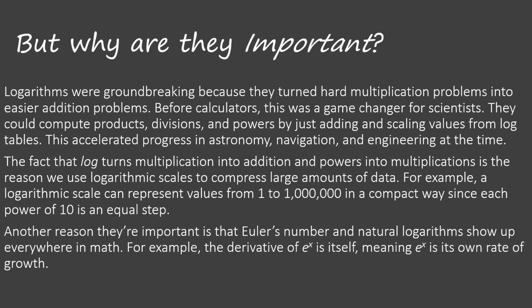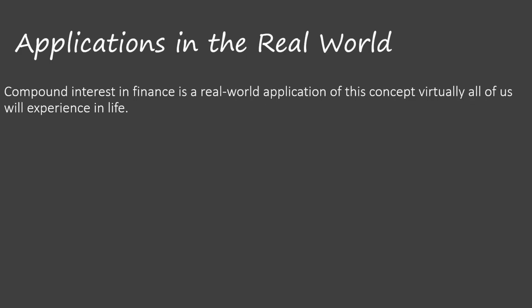And another reason they're important is that Euler's number and natural logarithms show up everywhere in math. For example, the derivative of Euler's number to the power of x is itself, meaning Euler's number to the power of x is its own rate of growth. So one of the applications of these concepts in the real world would include compound interest in finance, something virtually all of us are going to experience at some point, if we haven't already.